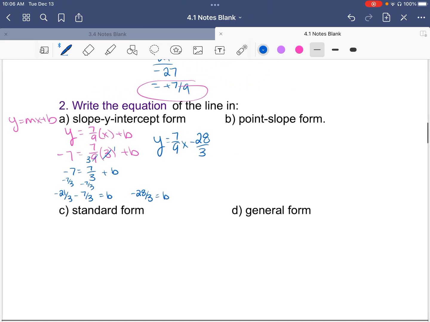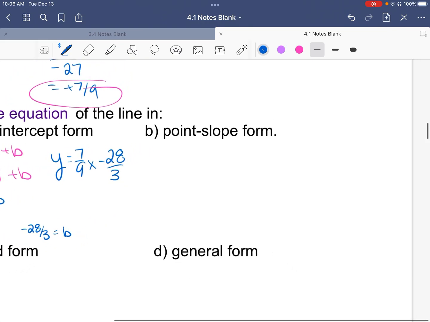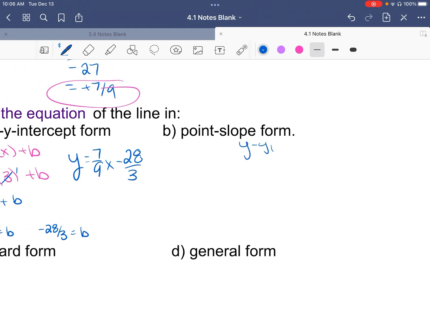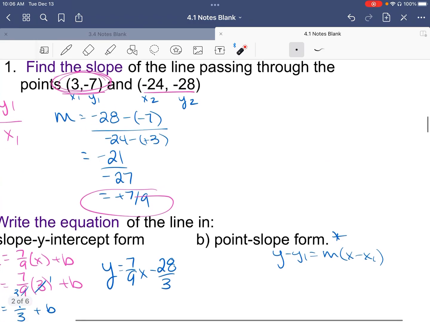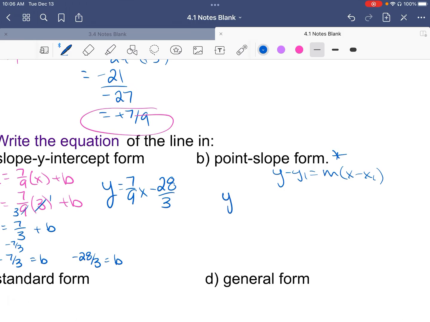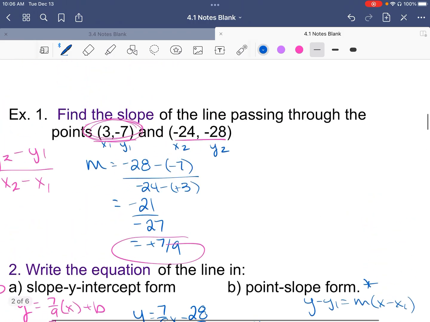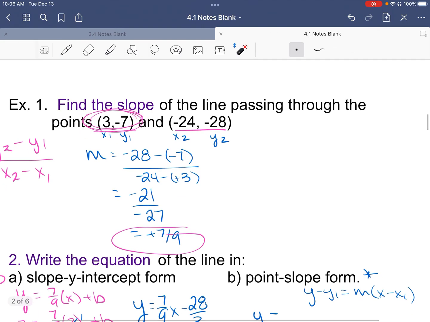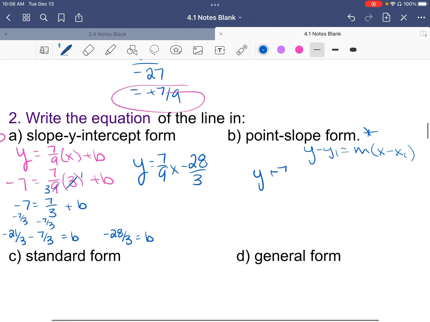So point slope form. This one is our y minus y1 equals m times x minus x1. When it comes to calculus, this is actually my favorite form. It's the easiest. All you need is your slope, which we have, and your favorite point, which could be this one or this one. It really doesn't matter. And we just plug those in. So y minus our y coordinate of our point. If I'm going to pick this point, it's going to be 7. So y plus 7 equals 7 over 9 times x minus 3. And that's how we would leave it. We don't have to solve for anything.